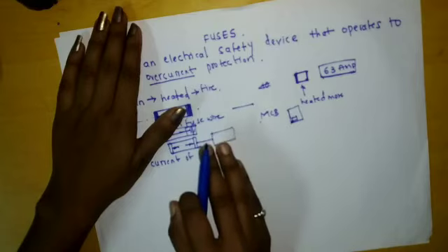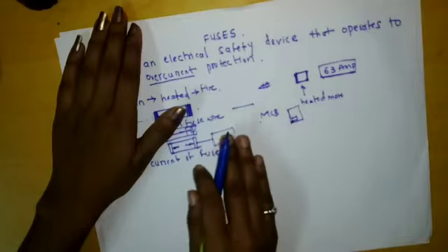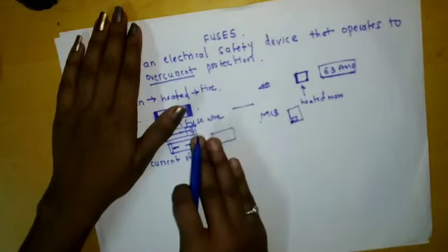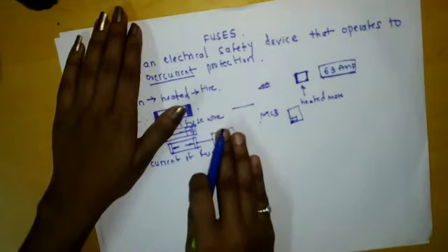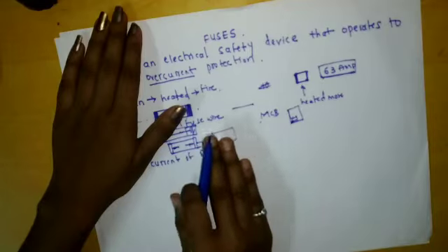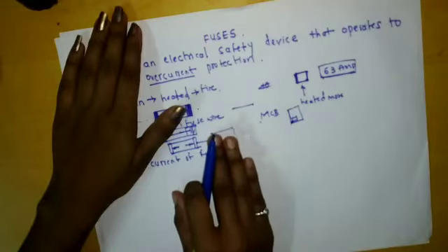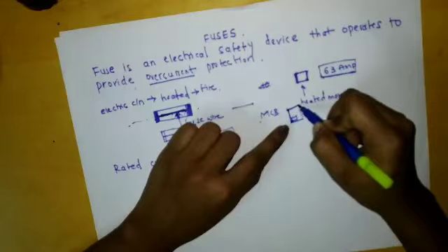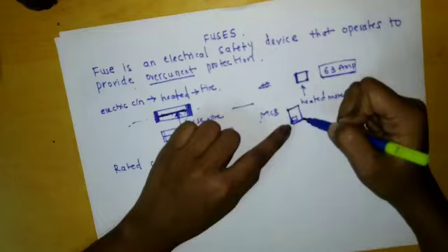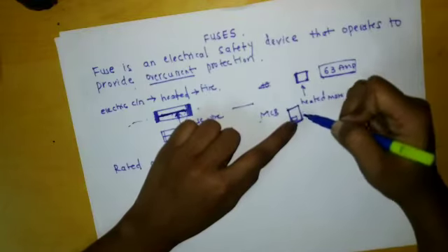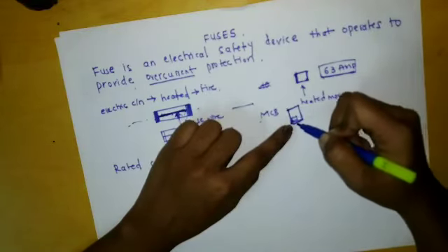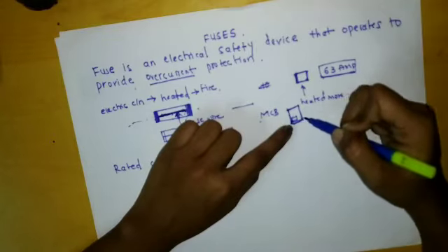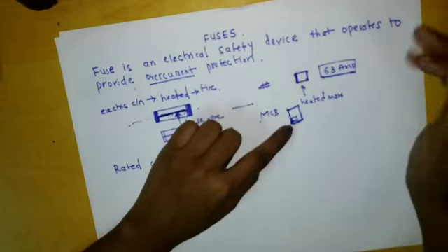If a fuse of the proper rating is not provided in the circuit and any fault develops due to overload or short circuit, the flow of heavy current will heat up the wire and fire may take place. So purchasing of the fuse depends upon the rating of that fuse. So if we do not choose a fuse of proper rating, then our appliances may get damaged. Okay.